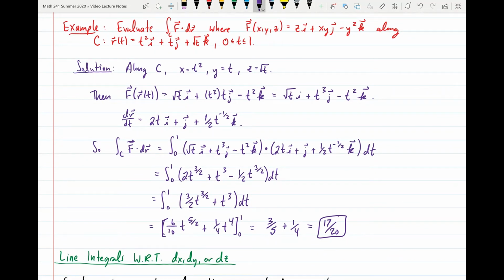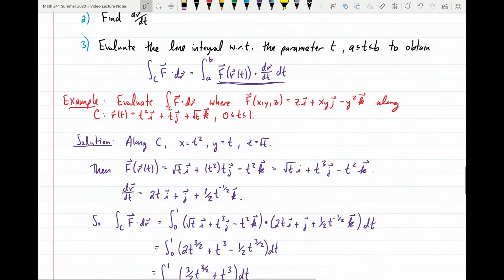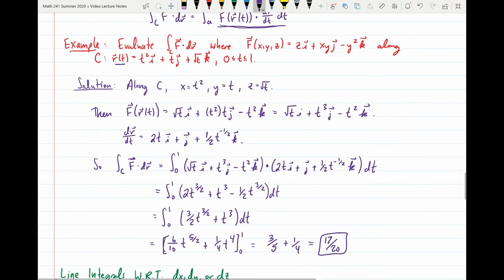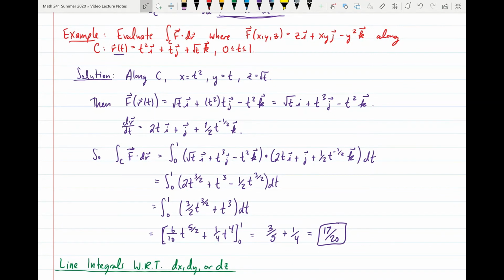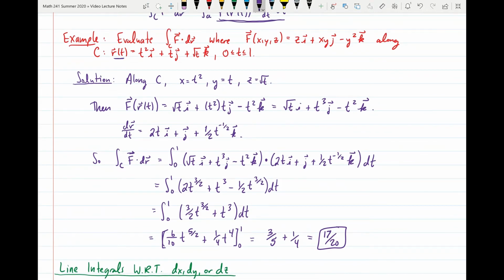Okay, so for our solution, we're ultimately just going to be following the steps that we just outlined above. So along C, x is going to equal t², y is equal to t, and z is equal to the square root of t. So this is just given by the parameterization of C that we have from the problem. And then we can write F(r(t)) by substituting in these component functions for x, y, and z.